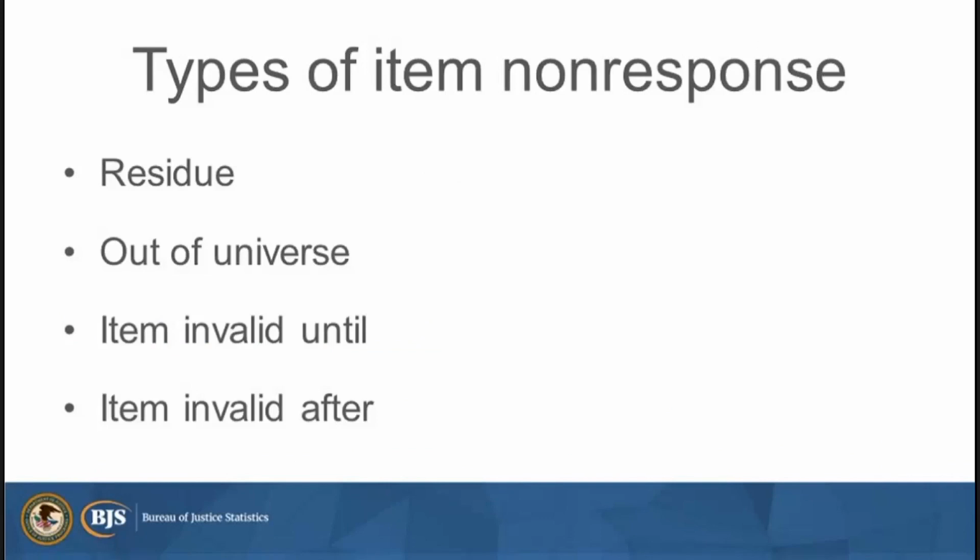Item non-response results in data being missing. There are four missing data codes used in the NCVS: residue, out of universe, item invalid until, and item invalid after. These will each be discussed in upcoming slides.